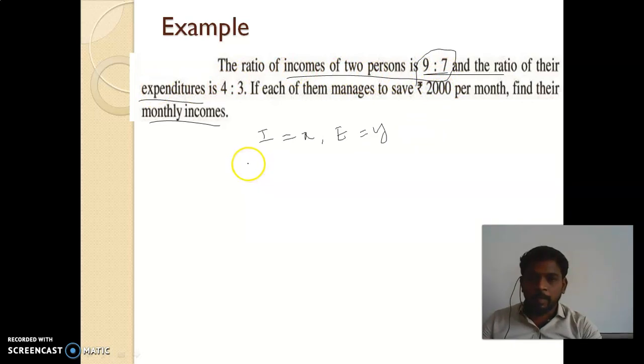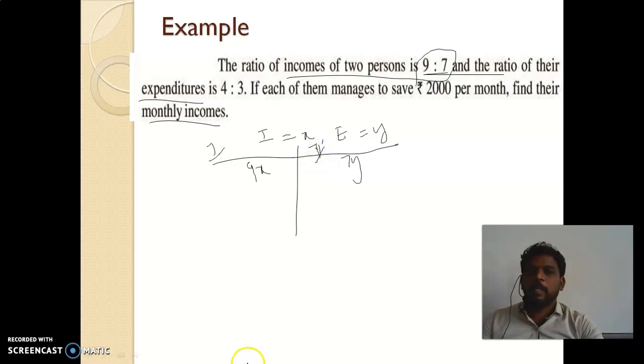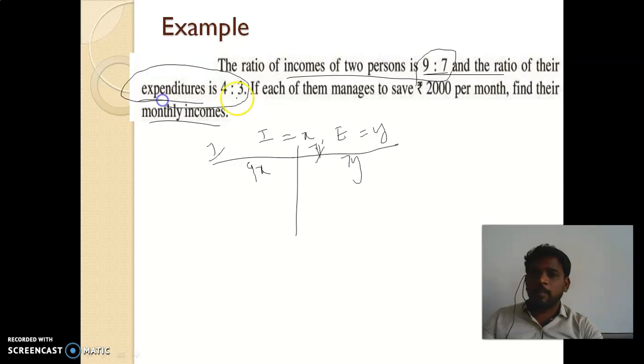So the first person, let us take 9x is the income of the first person, and 7y is the income of the second person. Okay, so here first person, and this one second person. So the income of the first person 9x, the income of the second person 7y. And what about the expenditures? So expenditures is nothing but 4:3.